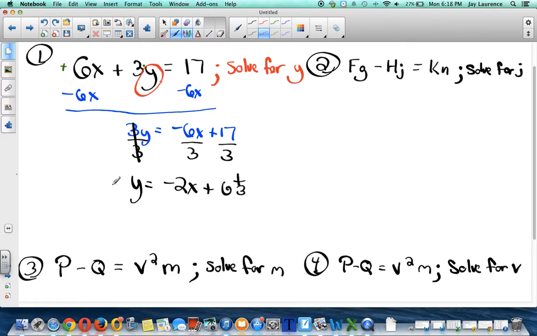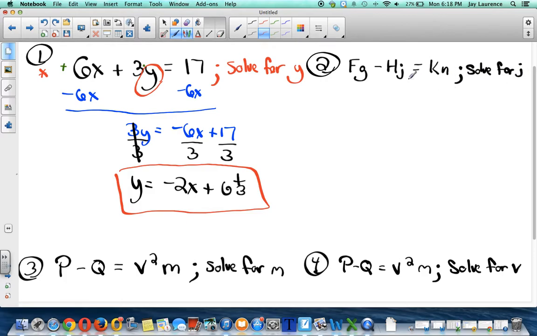Okay, so there is the equation solved for y. Now, it's important to note that this equation here, 6x plus 3y equals 17, is the same equation as this one. They are the same linear equation, just written in different forms. All right, let's go on to number 2.